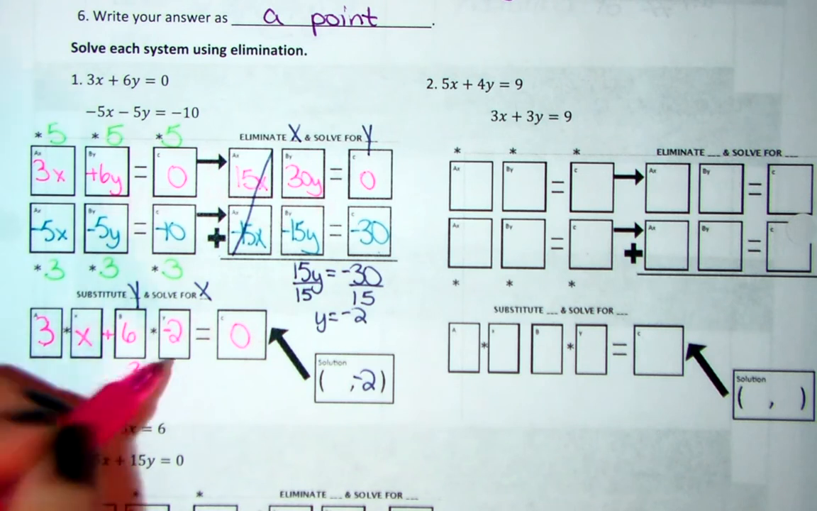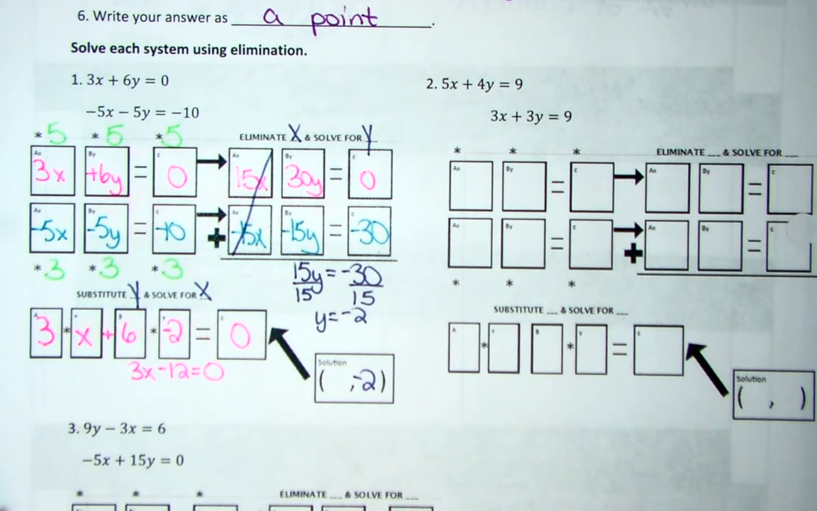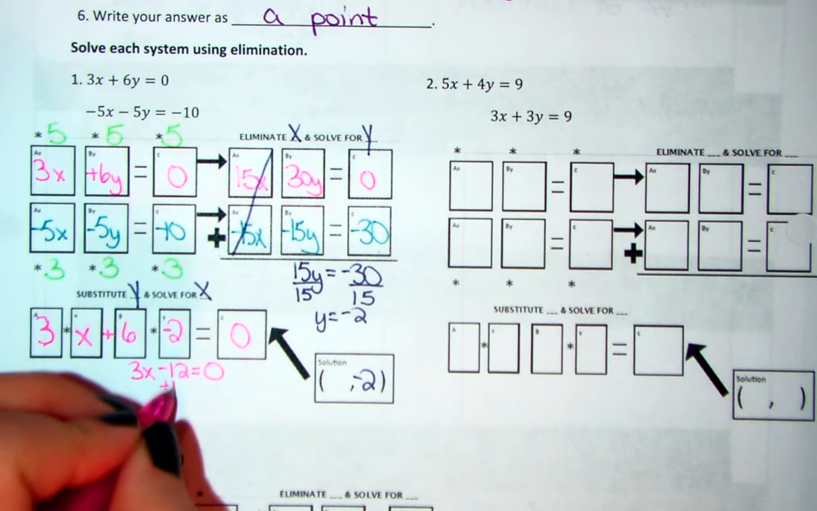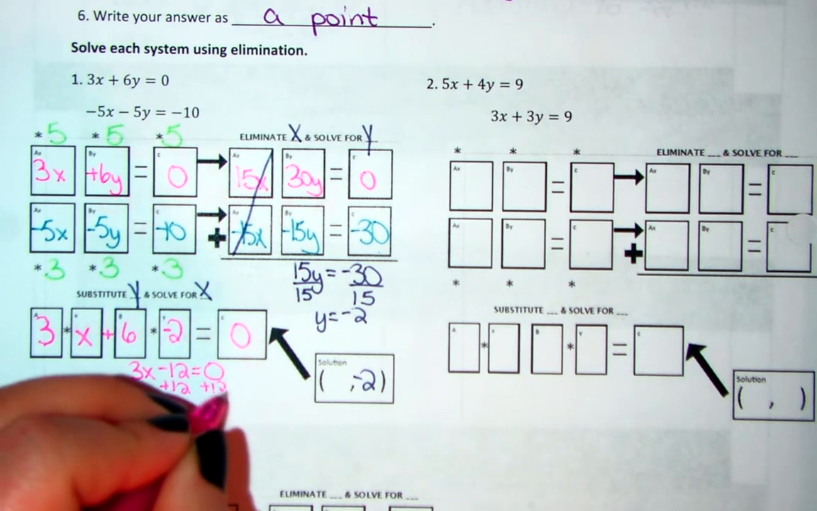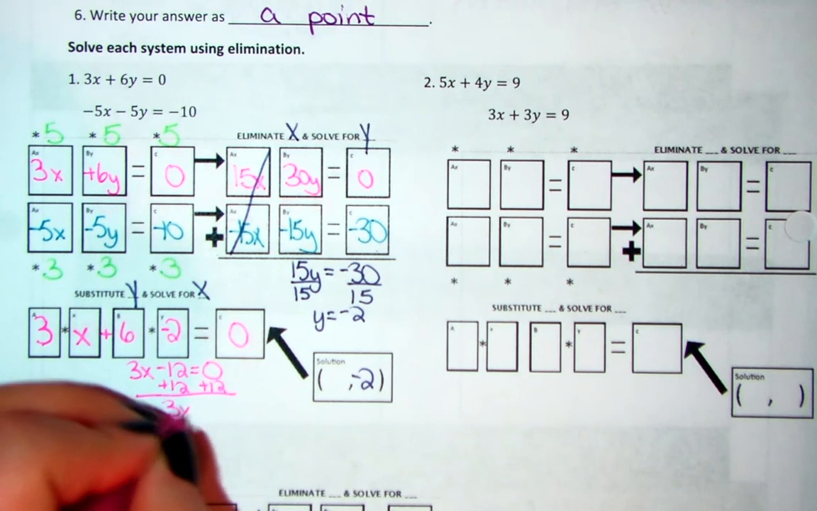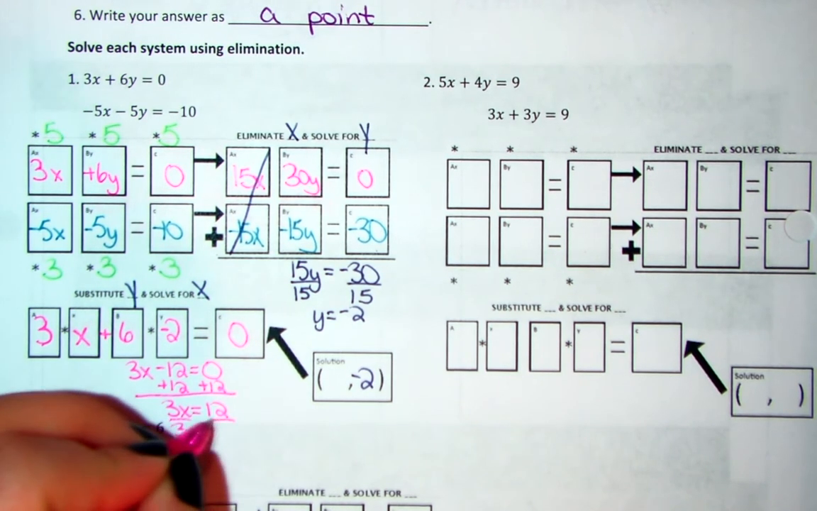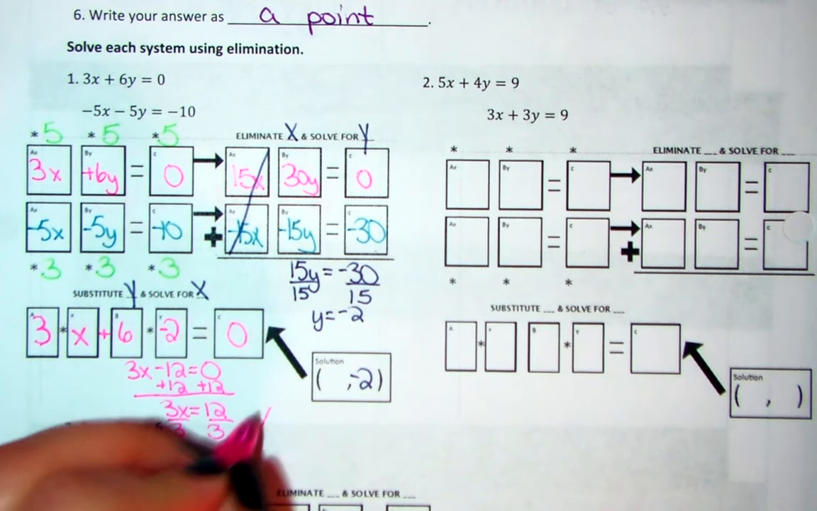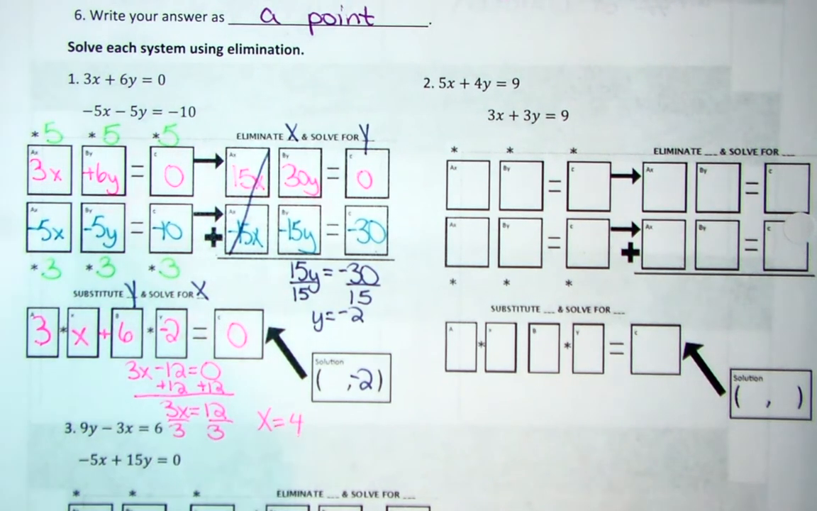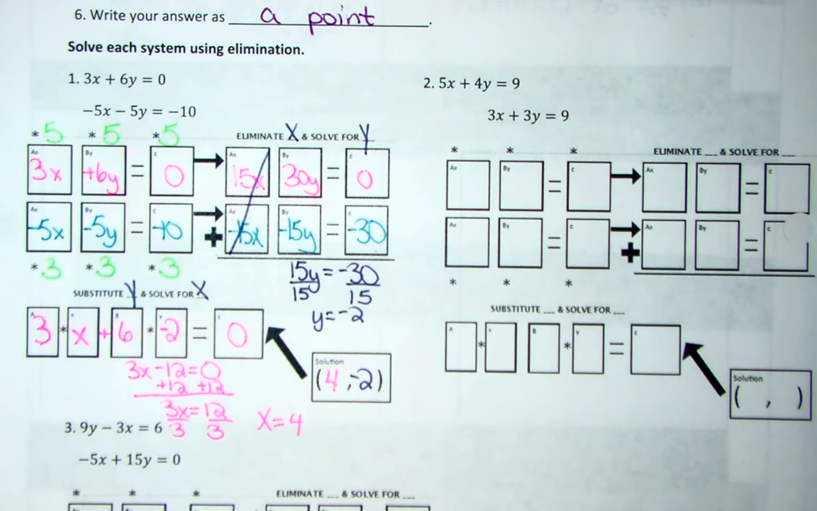3 times x gives me 3x. 6 times -2 gives me -12, equals 0. Add my 12 to both sides, and I get 3x equals 12. Divide by 3, and x is equal to 4. So my solution is 4, -2.